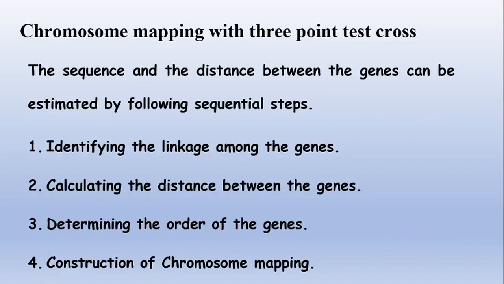So coming to the chromosome mapping with 3-point test cross, how we can construct chromosome mapping with 3-point test cross analysis. There are 4 steps. The first one is identifying the linkage among the genes, calculating the distance between the genes. Next one is determining the order of the genes. Finally, construction of chromosome mapping.